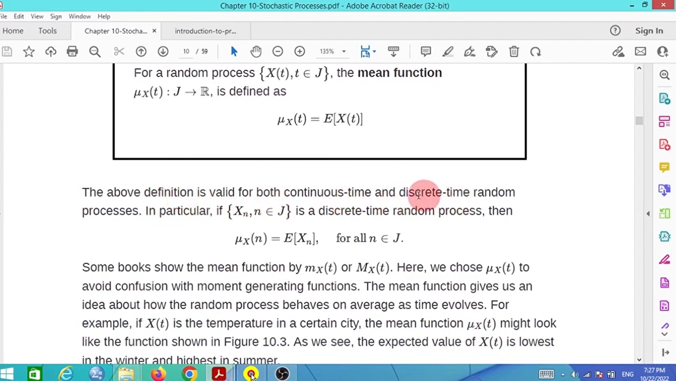If time is discrete, we denote the expected value by this notation. Some books denote a mean function by m_x of t or this, but we choose in this book to denote it by this notation for discrete-time random variables and this notation for continuous-time random variables.